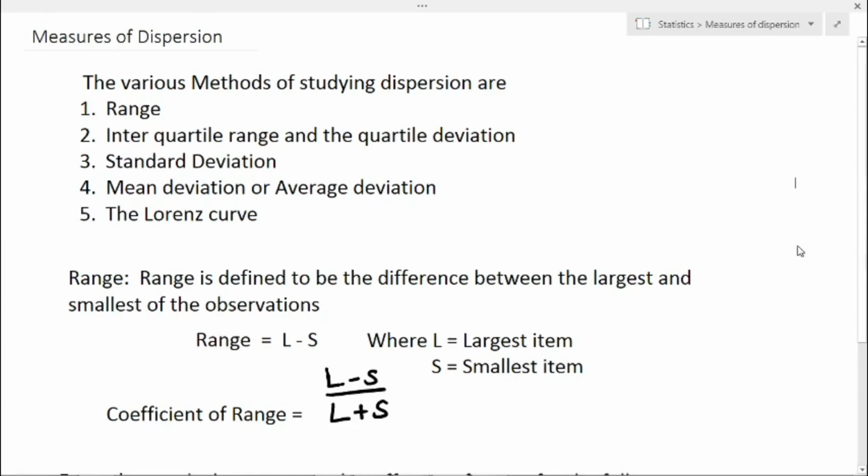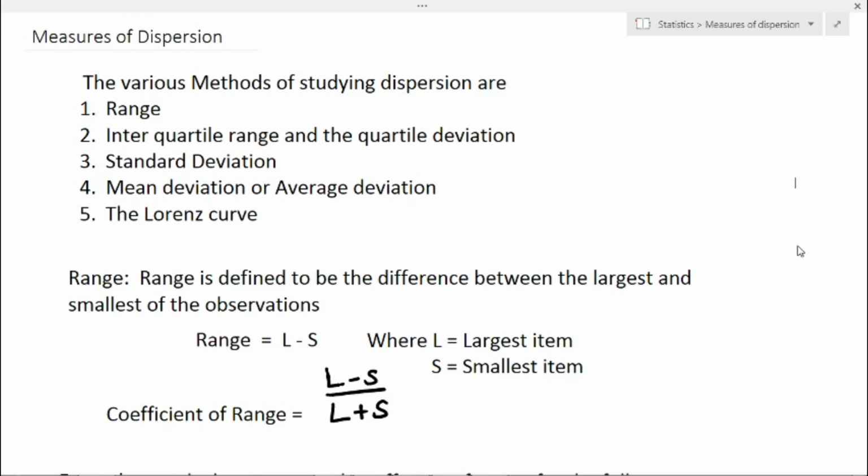In this video, I'm going to explain about range in measures of dispersion. The word dispersion means scatter, spread or variation. So the definition of measures of dispersion is the measure of the variation of items. That is, it measures the extent to which the items vary from some central value.